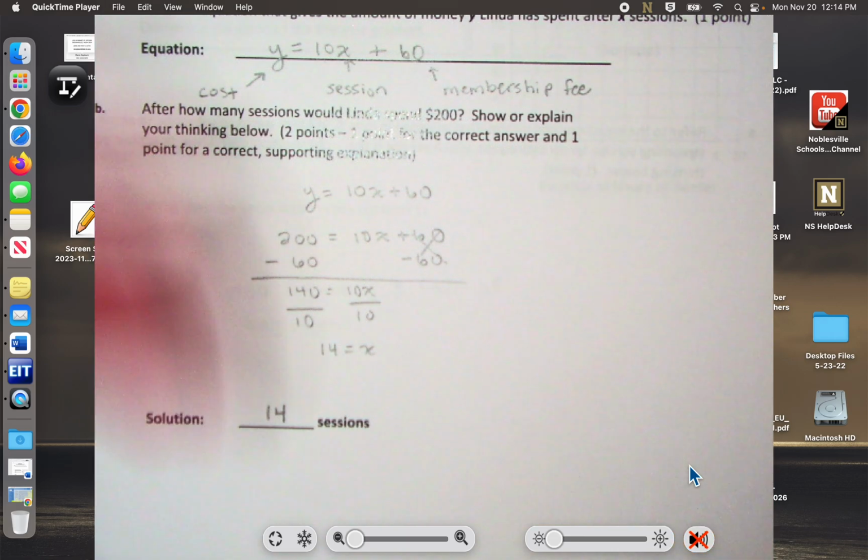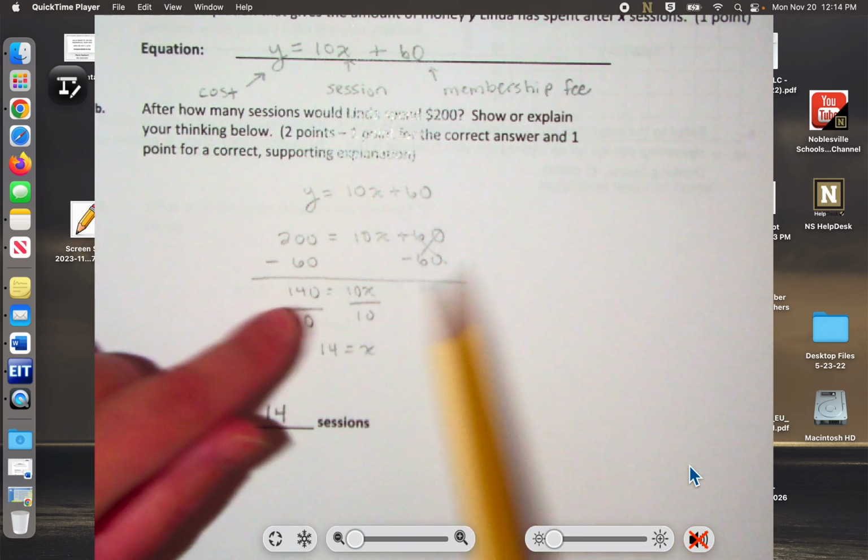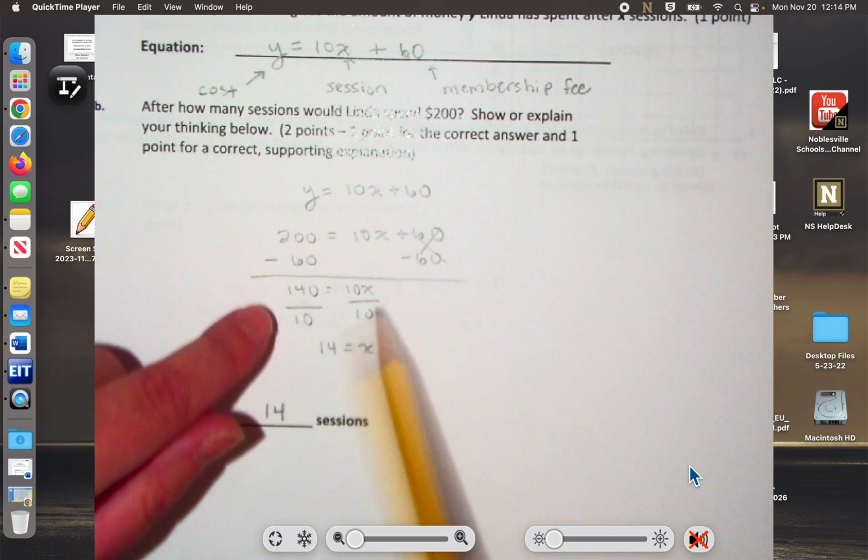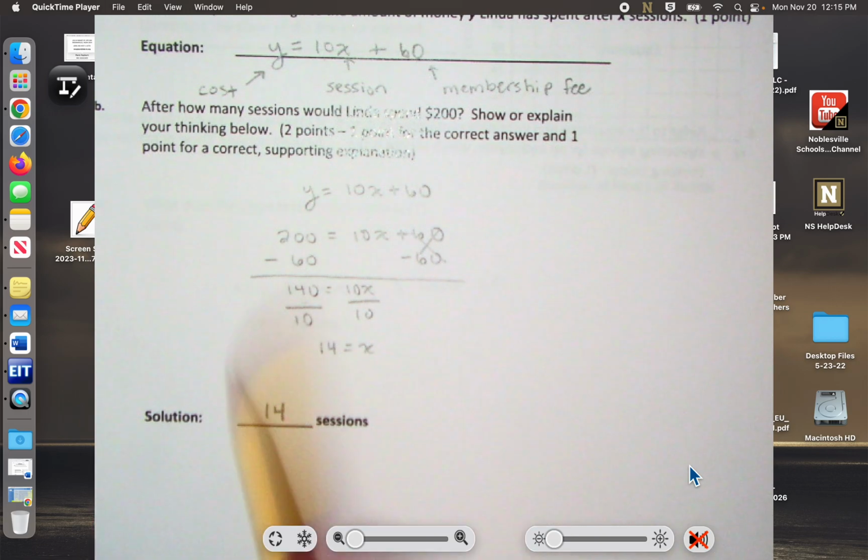So using the equation is exactly the same process that Jace did. He knew he had to subtract the 60 first to get down to how much money she actually had for the sessions, and then divide by the 10. As long as you show me your process, you're going to get full points on that. You just can't write 14 and not tell me how you got there. That looks a little suspicious, right?